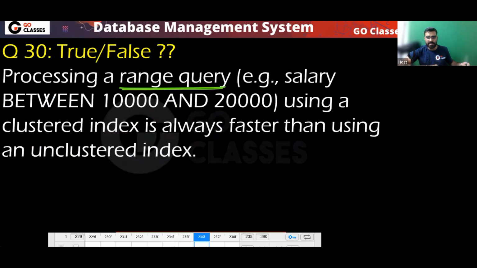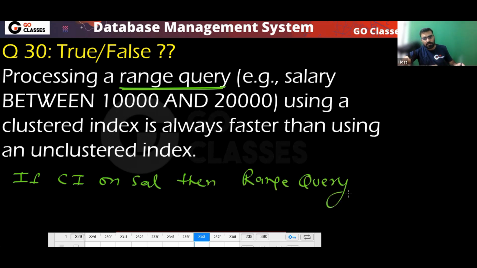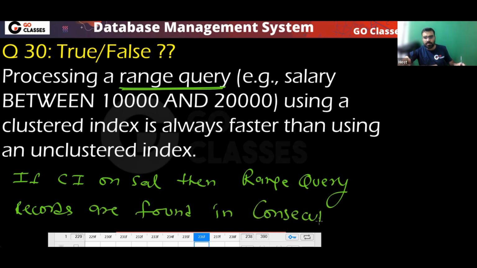Okay, so let me write the reason here. You can notice, if you create a clustering index on salary, then these range query records are found where? Tell me, they are found where? They are found in consecutive blocks. You can guarantee that they will be found in consecutive blocks.